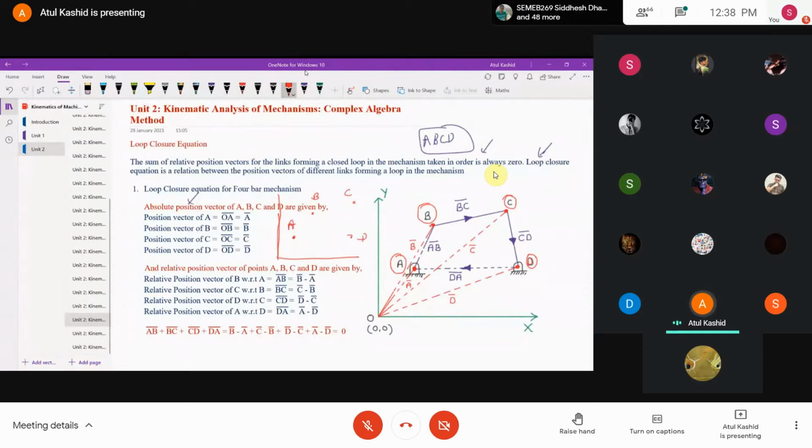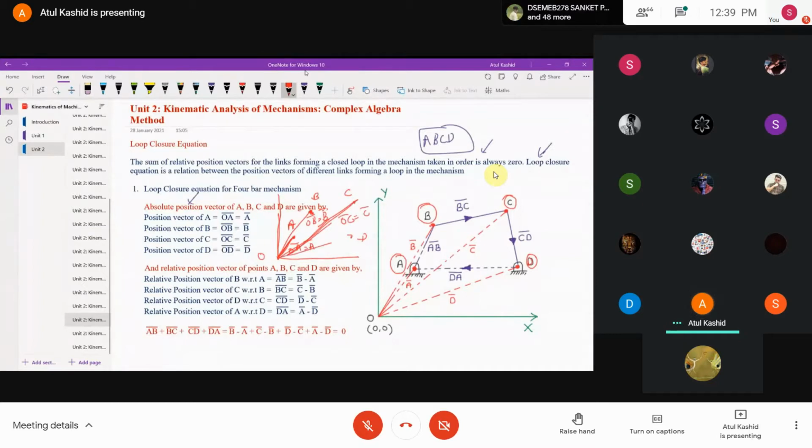As I explained in the first slide related to position vectors, if I want to show the position vector for A, I directly join from the origin. So this will be your OA bar, which is equal to A bar. If I want to show the position vector of B, you can join directly from the origin to the point B. So this will be your OB bar, which is equal to B bar. If for the point C I want to draw the position vector, it will be like this, right? So it will be OC bar, which is equal to C bar.